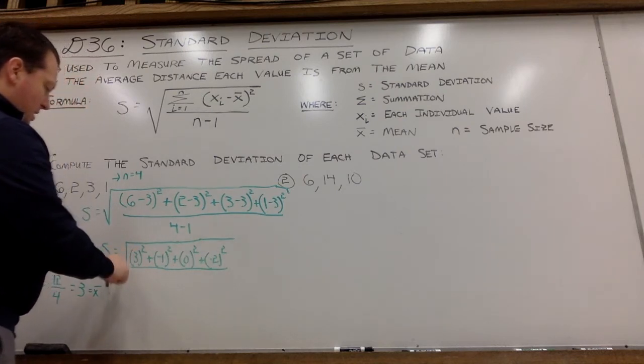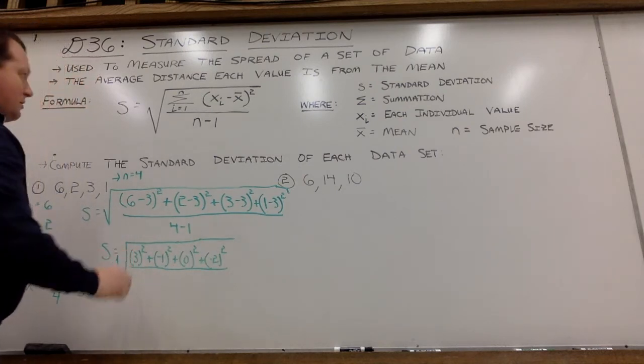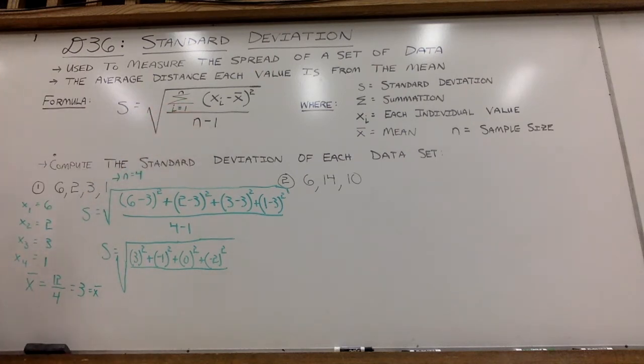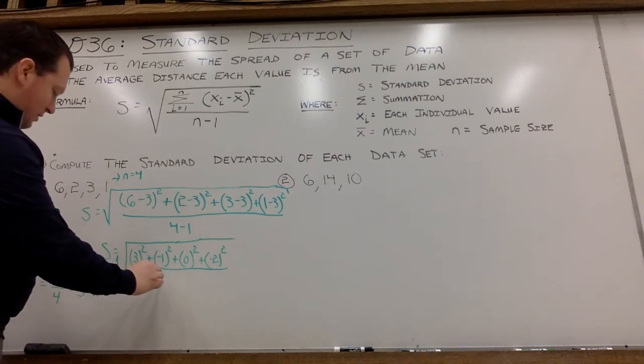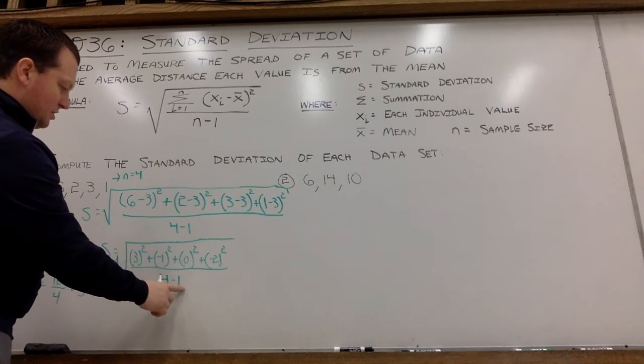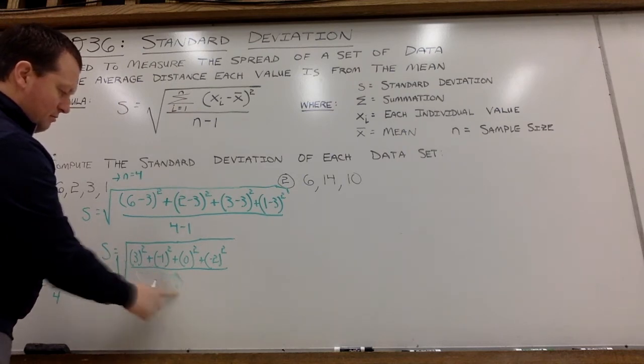And I should rewrite my square root here. Everything, both numerator and denominator, are in the radical. So sample size 4 minus 1, we said we'll simplify that to 3.